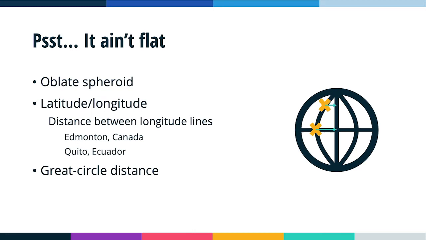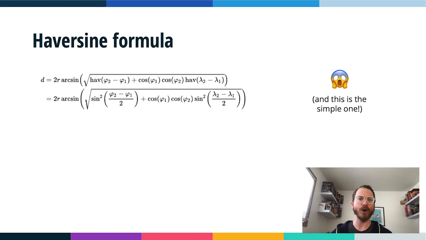Now, as you can imagine, there's quite a bit of math involved. And this is the Haversine formula. This is scary. This is the simple one. There's more complicated ones to tell the distance between two points.